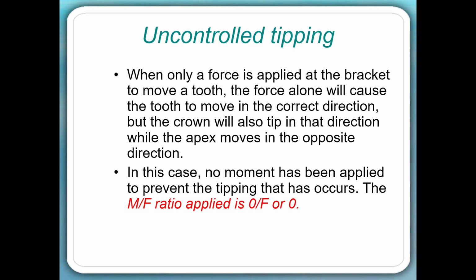Now, what is uncontrolled tipping? When only a force is applied at the bracket to move a tooth, the force alone will cause the tooth to move in the correct direction, but the crown will also tip in that direction while the apex moves in the opposite direction. In this case, no moment has been applied to prevent the tipping that occurs. The moment to force ratio applied is 0.